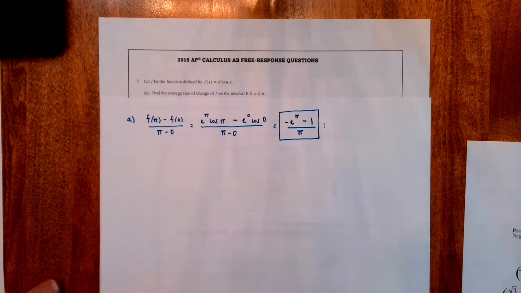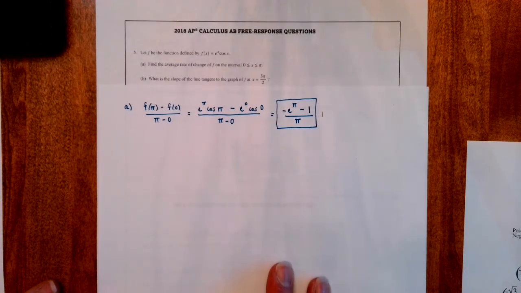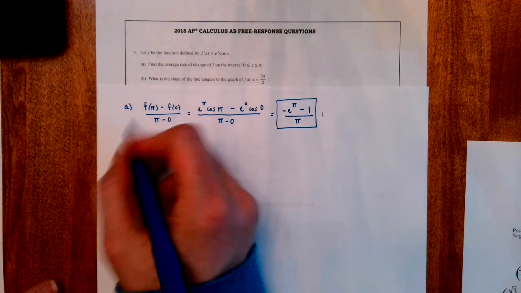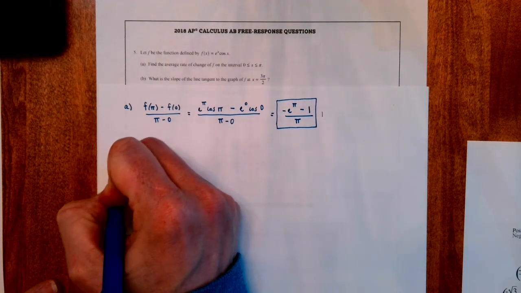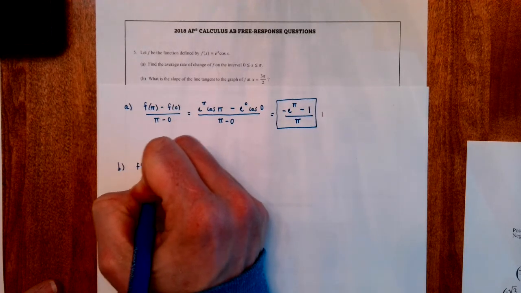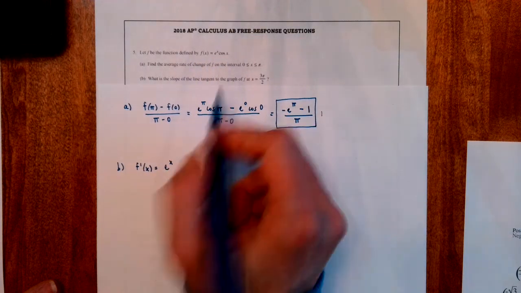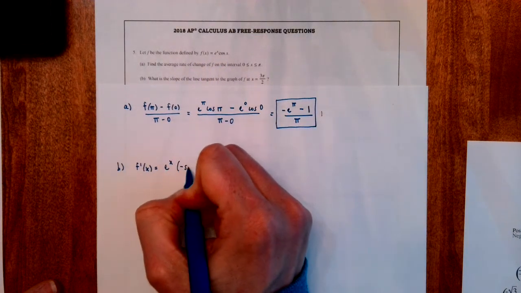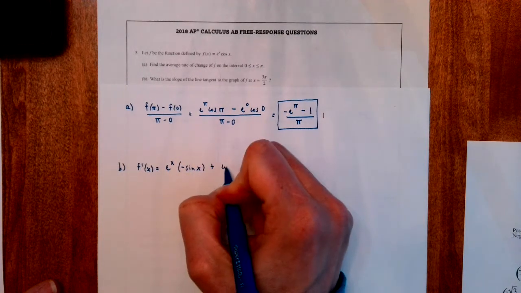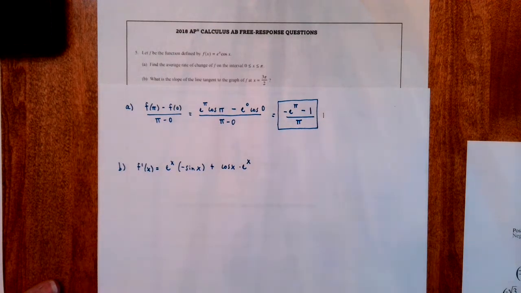Now for part B, they're asking us what is the slope of the line tangent to that graph at x equals 3 pi over 2. For the slope of the line tangent, we know we need our derivative. So the first thing I'm going to do is find f prime of x, and here I'm going to have to use my product rule. I'm going to have e to the x times the derivative of cosine x, which is negative sine of x, plus cosine of x times the derivative of e to the x, which is just e to the x.